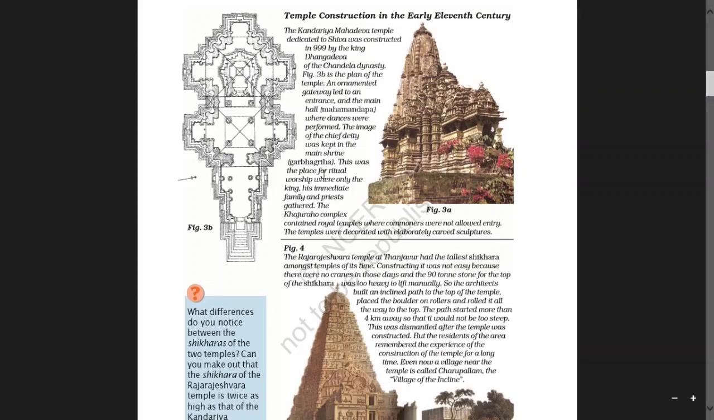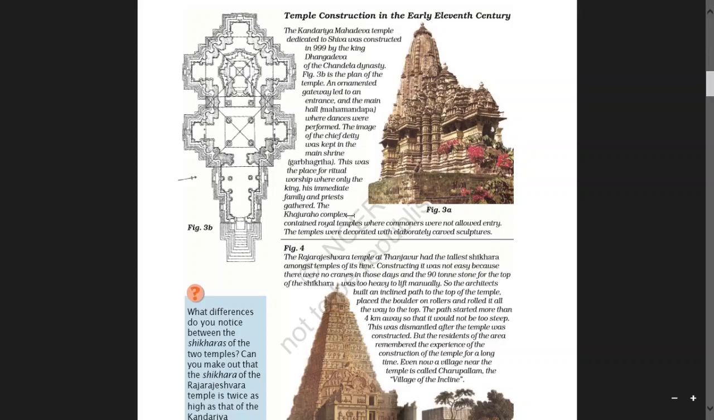This was the place for a ritual worship where only the king, his immediate family, and priests gathered. So, boys, this Garbhagriha was the place for a ritual. Ritual means a religious ceremony, a religious worship where only the king, his closest family members, and priests gathered. The public could not gather there; it was not allowed.